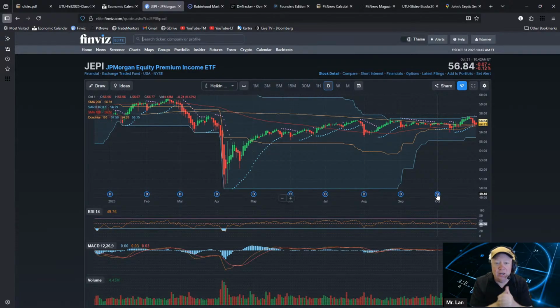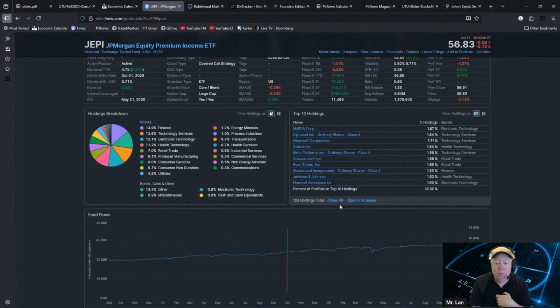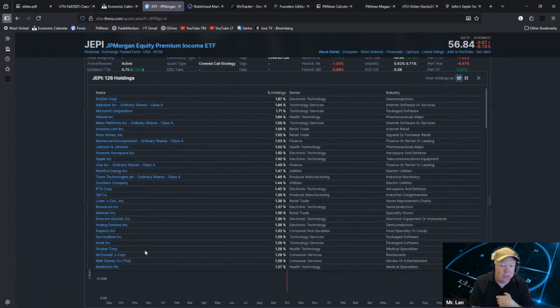In this case, you're going to come to JEPI and you're going to say, hey, JP Morgan Chase probably knows more about trading than I do. Therefore, I'm just going to give my money to JP Morgan Chase. And then they're going to invest my money for me on my behalf. And they're going to put all my money into these stocks right here.